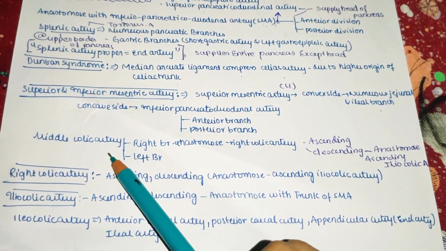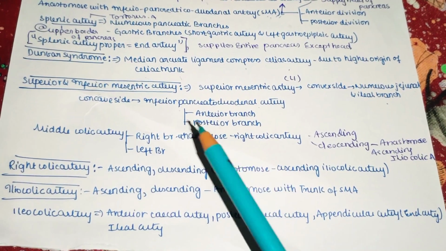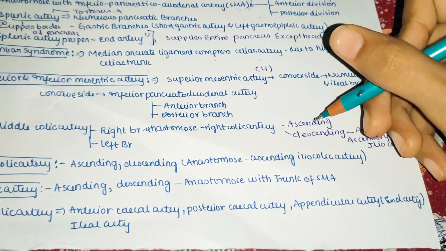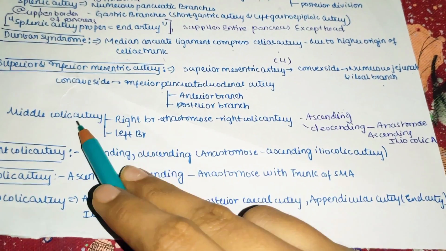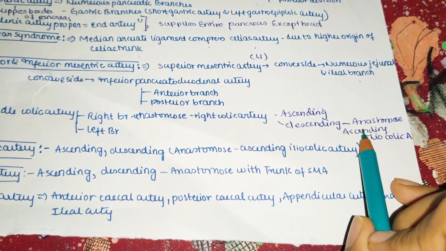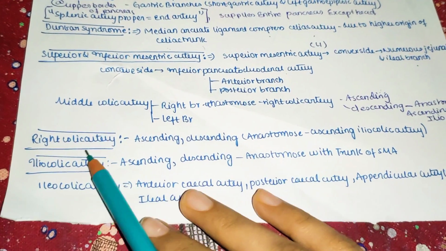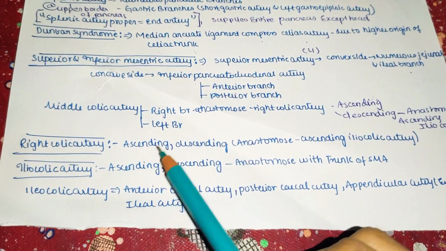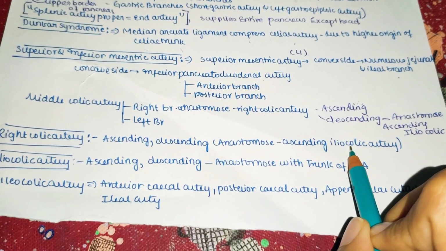Next, coming to the middle colic artery, its right branch will anastomose with the right colic artery. Actually, the right colic artery is divided into ascending and descending branches. Especially the ascending branch of the right colic artery will anastomose with the right branch of the middle colic artery, and the descending branch of the right colic artery will anastomose with the ascending branch of the ileocolic artery. So let me discuss them one by one. Let us start with the right colic artery. The right colic artery has ascending and descending branches, and they anastomose especially with the ascending ileocolic artery.